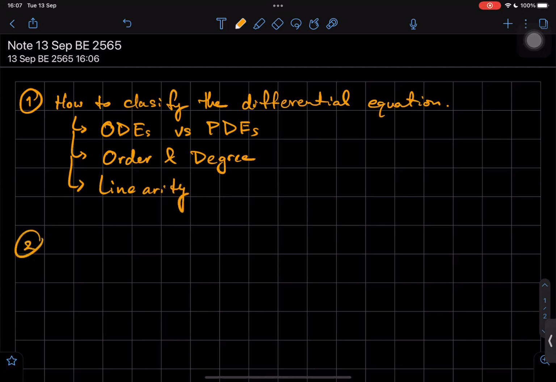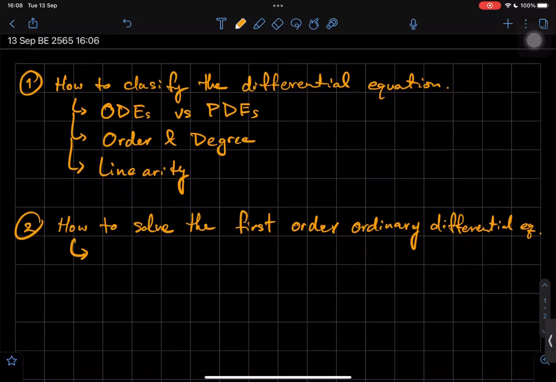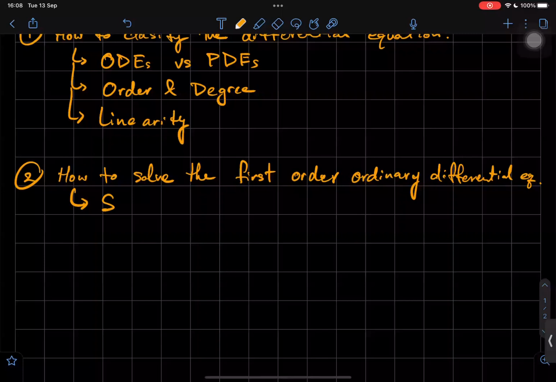Okay, we know the properties of the linearity. Okay, and second part we learn how to solve the first order equation. Okay, there are many ways.